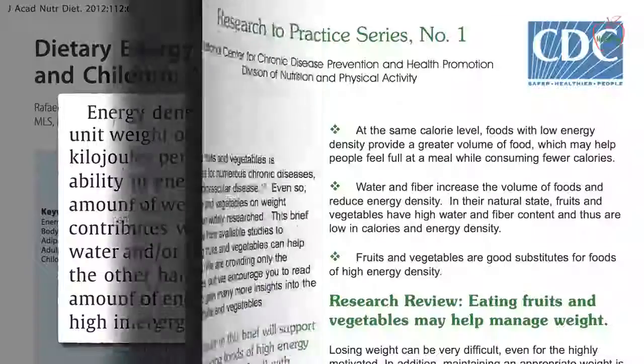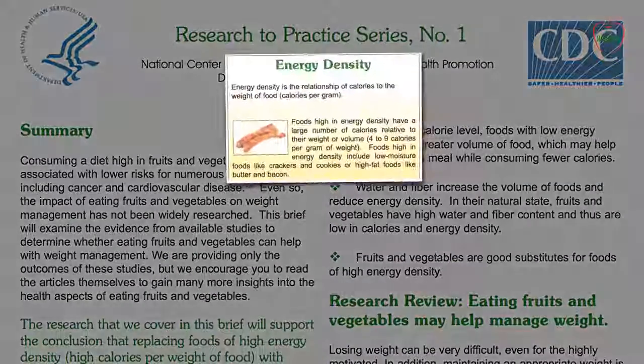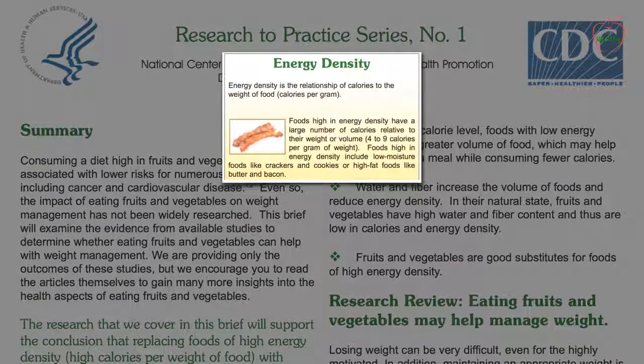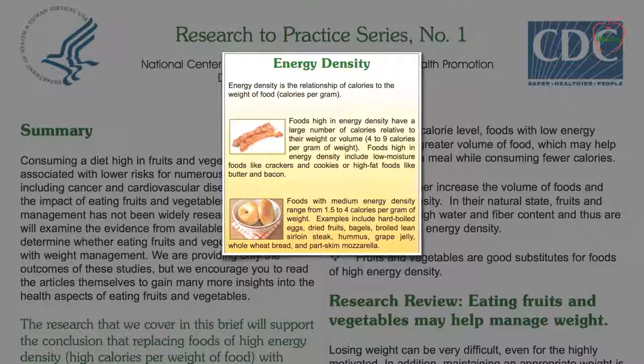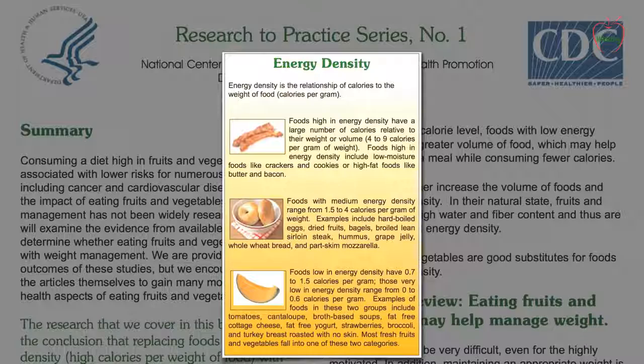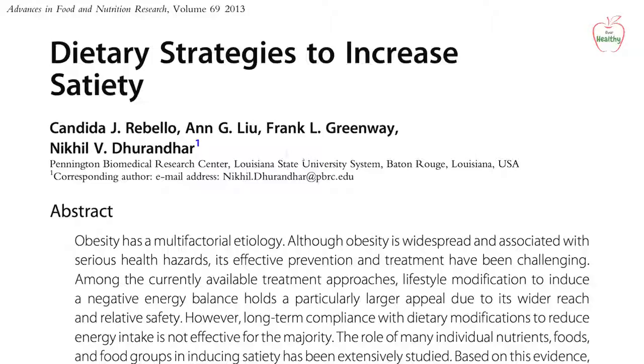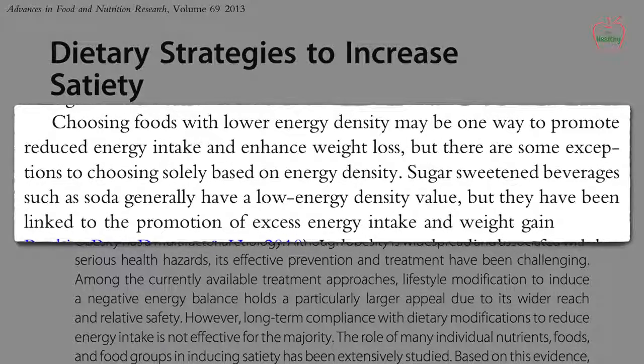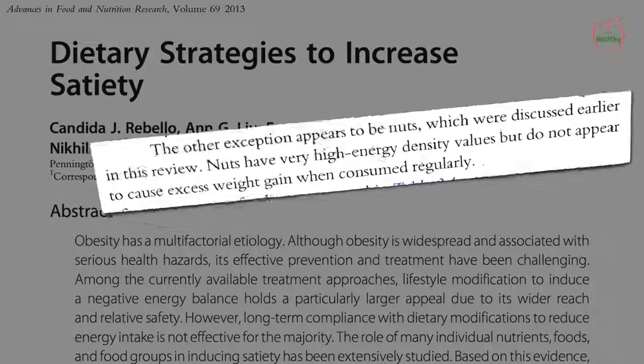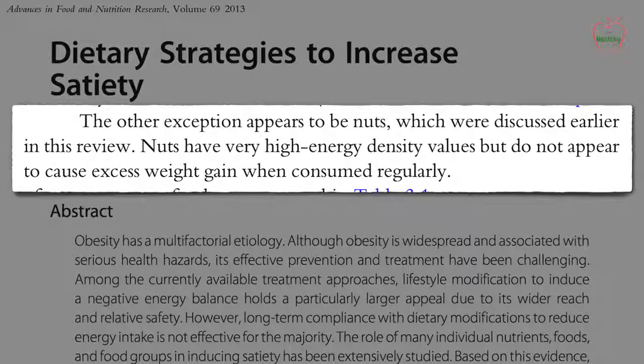The CDC offers some examples. High energy density foods are like bacon, lots of calories in a small package. A medium energy density food is like a bagel, and a low density food typified by fruits and vegetables. In general, the lower the better, with 2 exceptions. Soda is heavy. So heavy that by energy density it looks less harmful than it is, and nuts have so much fat they appear less healthy than they are.